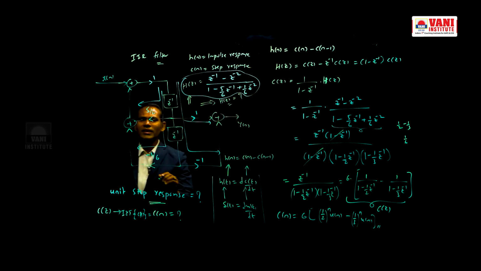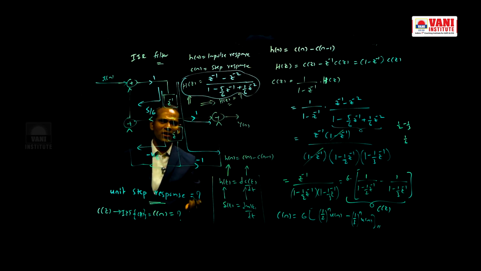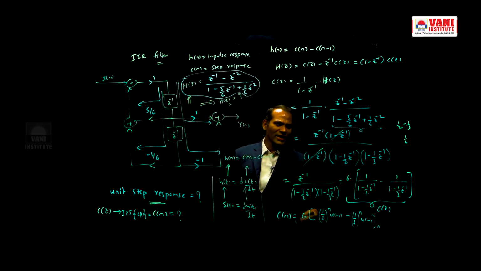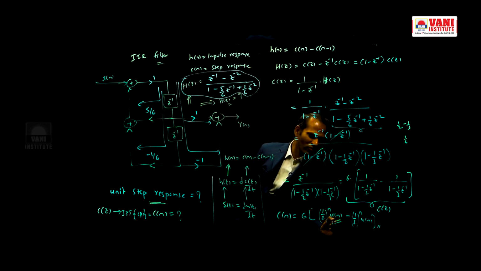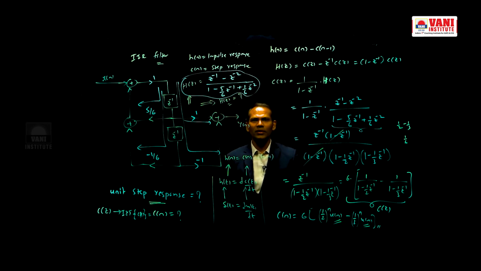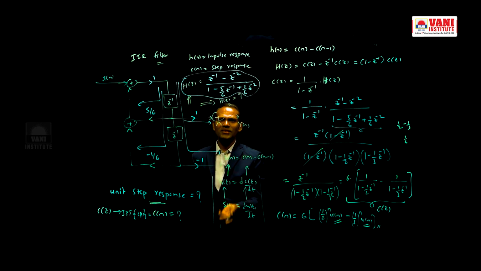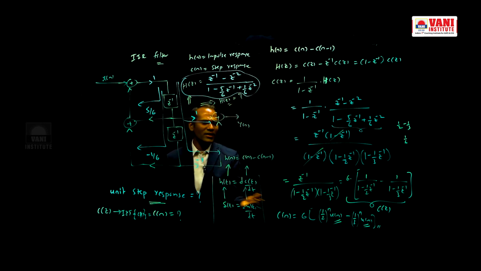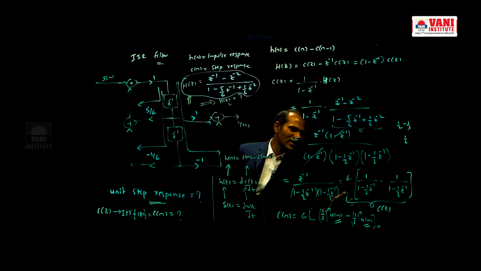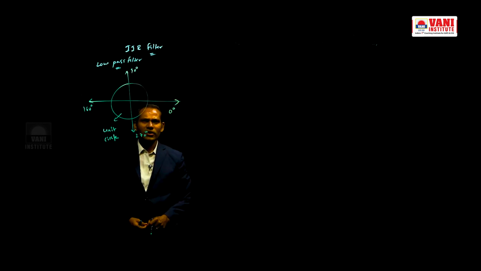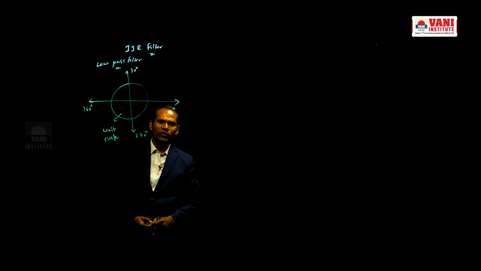Here he did not mention the type of the system, whether it is causal or non-causal. Whenever nothing is mentioned, always think of it as a causal signal. That is why I wrote it like this, u of n. U of n terms means causal. Sometimes he will clearly say that it is a causal system or non-causal system, then accordingly inverse this Z transform. If nothing is mentioned, always think of it as a causal system.